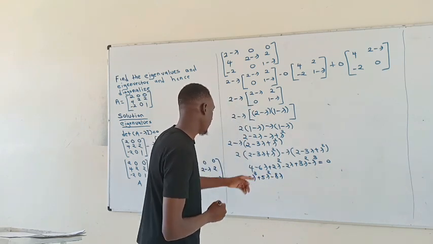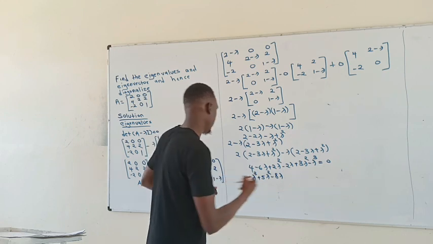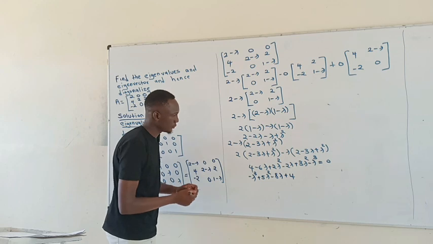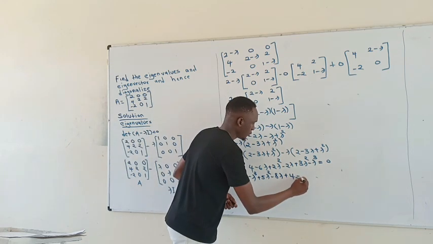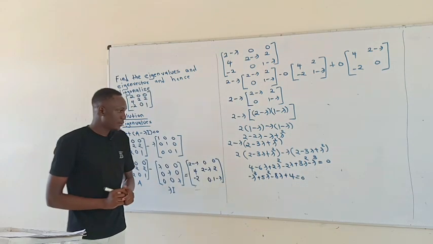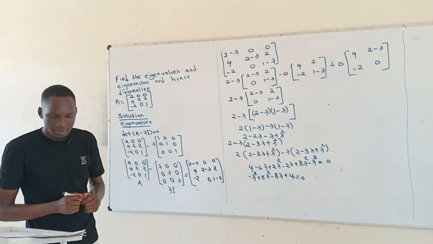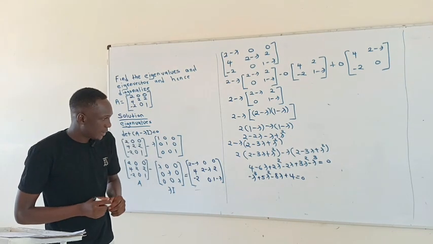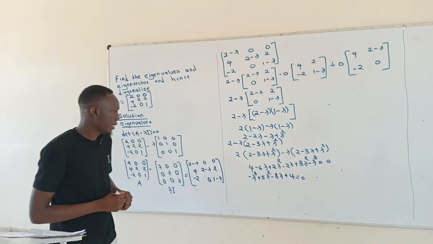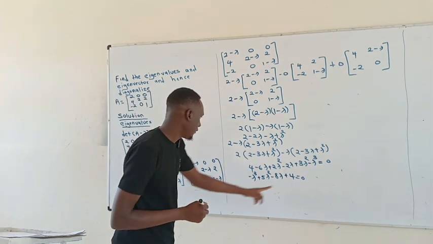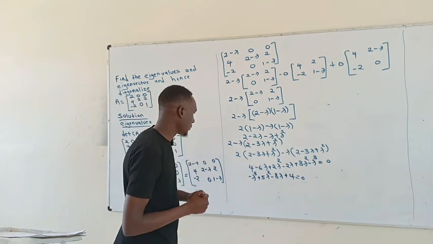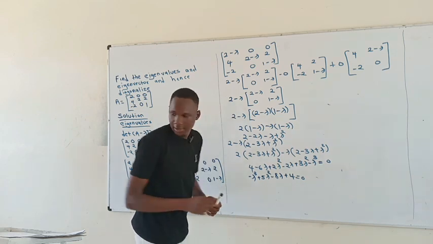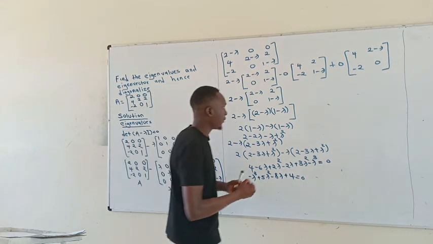Then we have 4 plus 4, which is equal to 0. So realize we have minus lambda cubed plus 5 lambda squared minus 8 lambda plus 4 is equal to 0. Now we want to solve this equation. Let's find numbers that can divide 4.